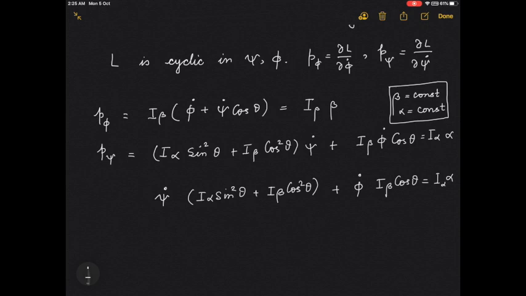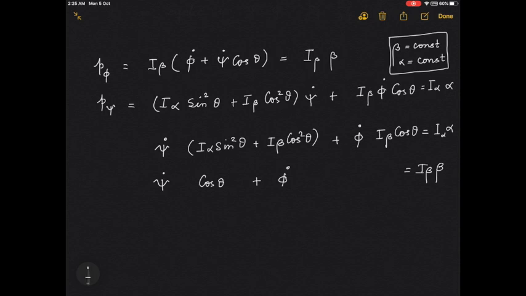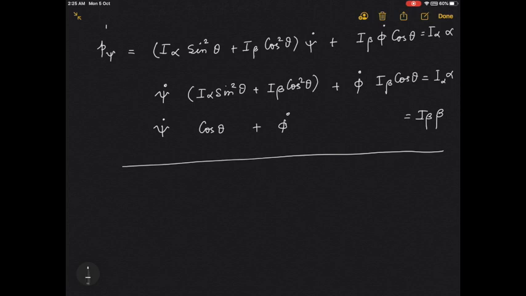The other equation is again chi dot, I beta can be cancelled from both sides. So this is chi dot cos theta plus phi dot equals I beta beta. So two equations in phi dot and chi dot, I can solve for phi dot and chi dot. If you solve for them, it is straightforward. So I am not doing it here. I have written down the solutions.